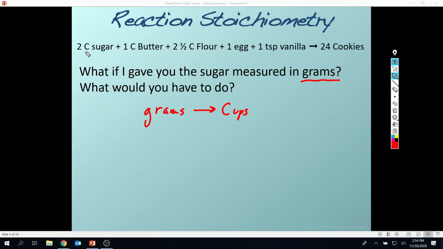And then we would be able to compare the cups of sugar to the flour, or to the number of cookies, or to the eggs, or whatever. But we would first have to convert grams to cups.